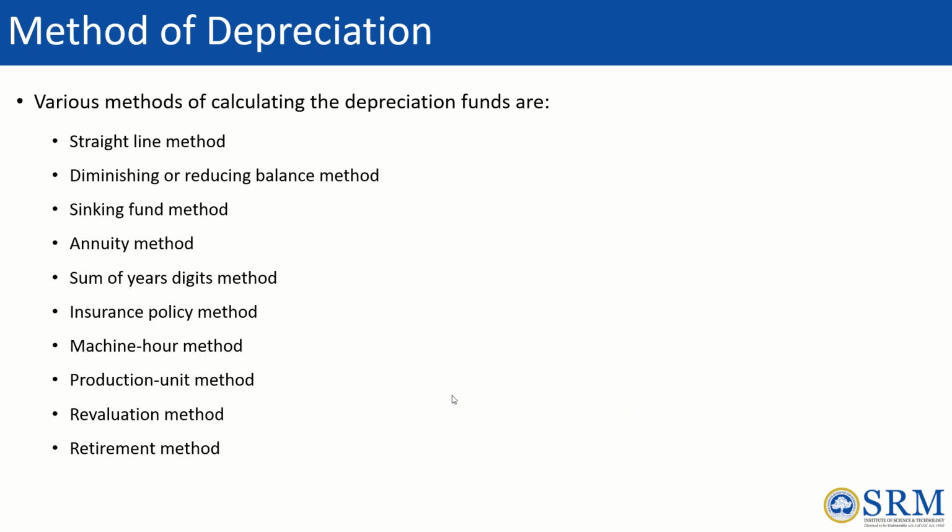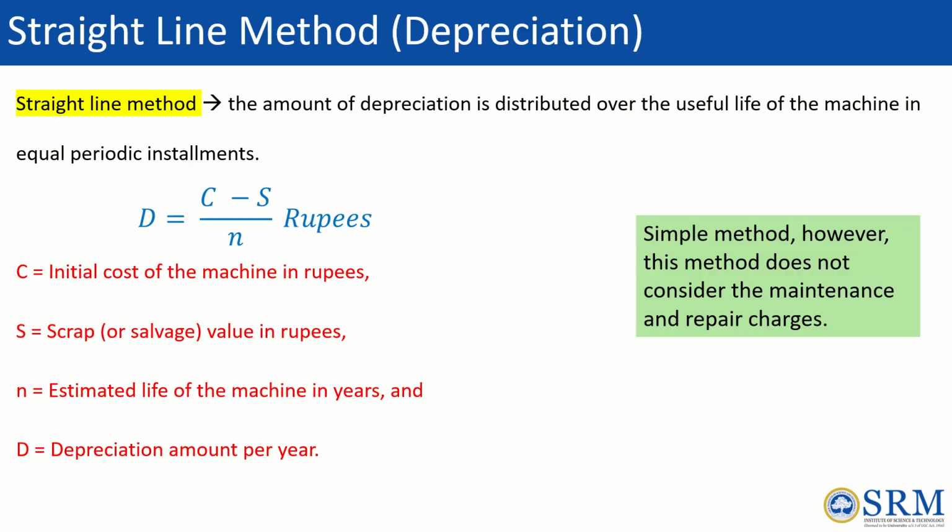So coming to the methods of depreciation, there are several methods used by manufacturing firms to calculate and build up the depreciation funds. Choosing a method depends heavily on the type of assets, company policy, and tax regulation. As listed on the slide, the primary methods include the straight line method, the diminishing or reducing balance method, the sinking fund method, and the annuity method. Other approaches include the sum of years digits method, the insurance policy method, and operational metrics like the machine hour and production unit methods. Today we will examine the calculations behind the most prominent of these models.